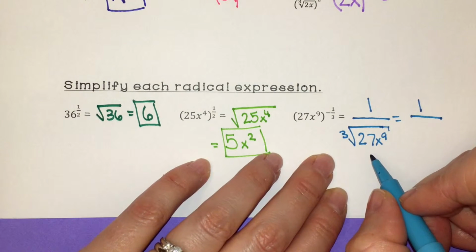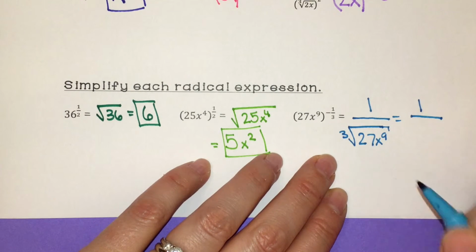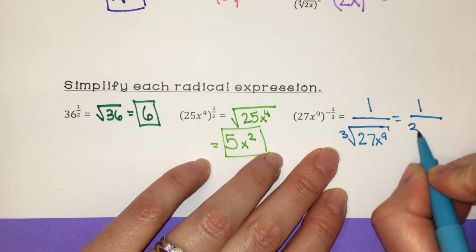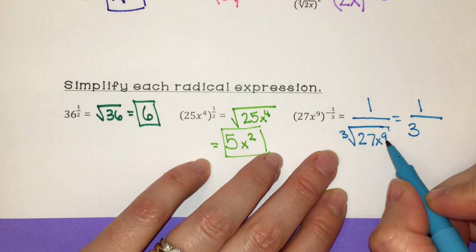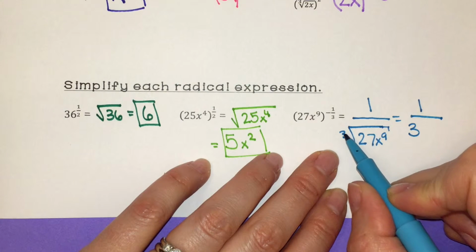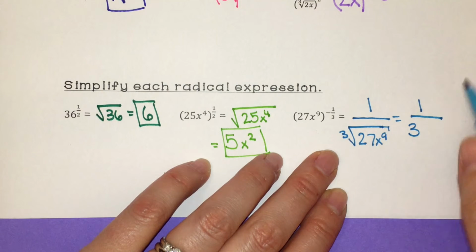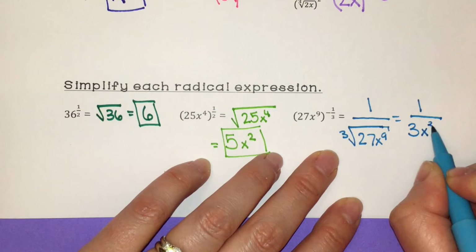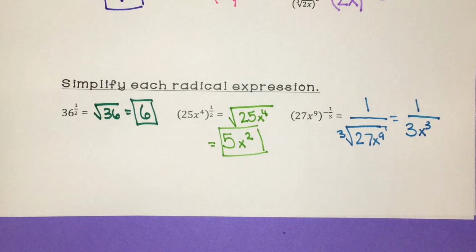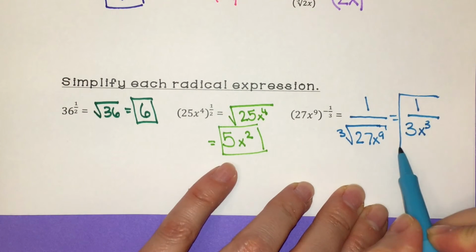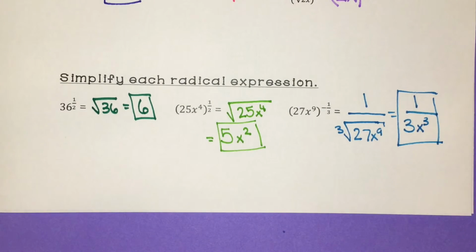All right, so third root of 27. 3 times 3 is 9, and 9 times 3 is 27, so I can pull a 3 out. Remember, when you have an exponent underneath, you can divide it by the root, so 9 divided by 3 is 3. I know that x to the 3rd times x to the 3rd times x to the 3rd will give me x to the 9th. So that is my answer.